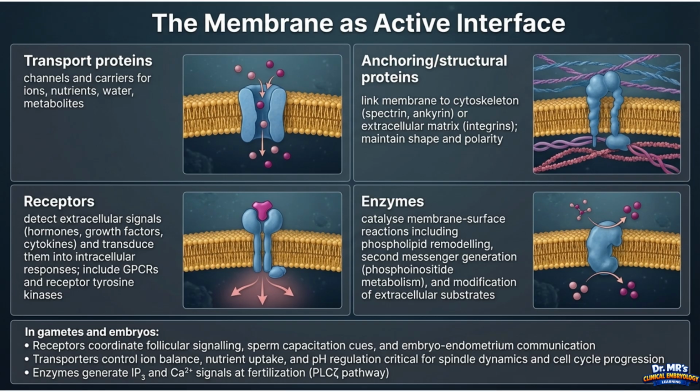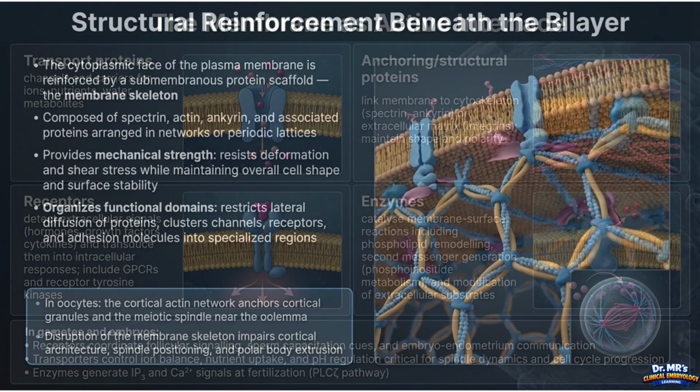The sperm-borne enzyme phospholipase C-zeta triggers exactly this pathway in the oocyte, initiating the calcium oscillations that complete meiosis and begin embryonic development. We will return to this pathway in detail shortly.